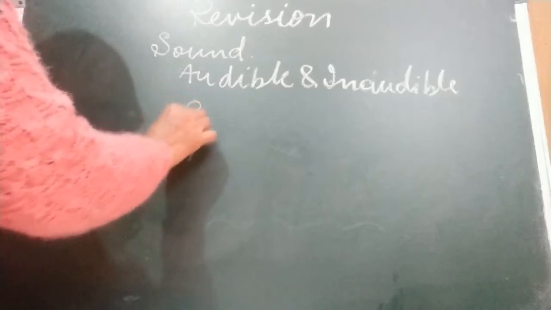Next our topic is echo. What is echo? Children, sound is reflected from a surface in the same way as a ball bounces from a wall. We call this echo. And next is sound absorption. Some hard surfaces bounce back the sound waves, but soft surfaces are better absorbers of sound and hard surfaces are better reflectors of sound.